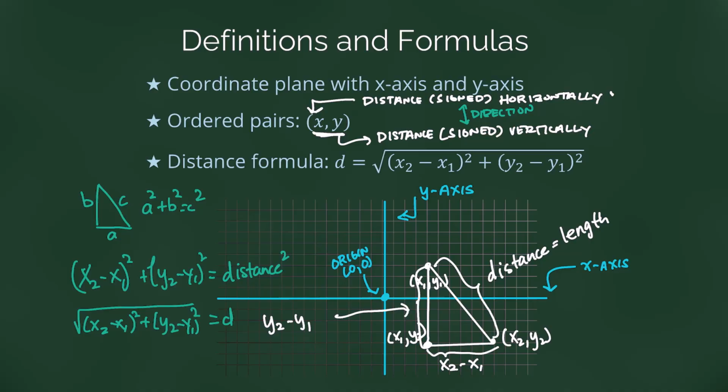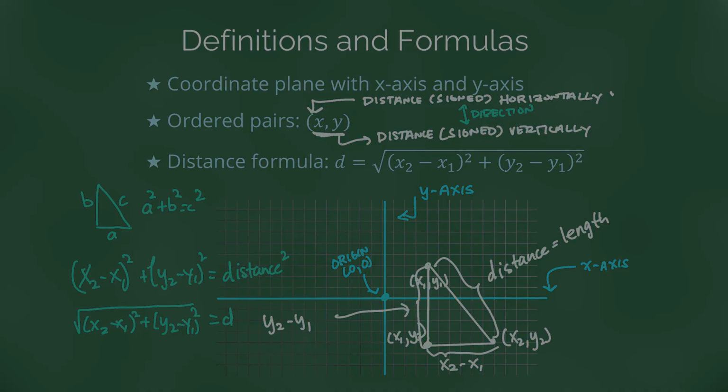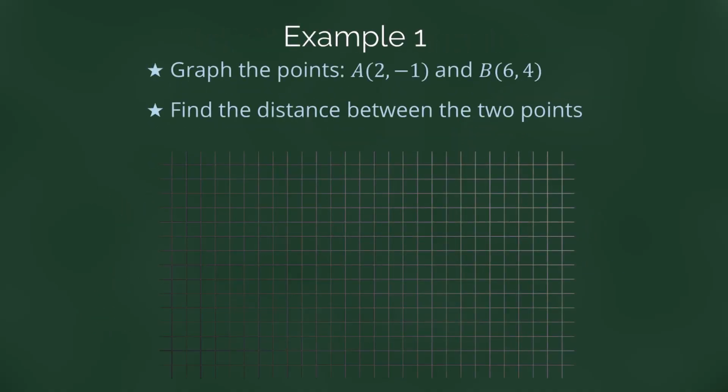So let's take a look at a few examples to try these ideas out. All right, for our first example, we're going to graph the points A, which is the point 2, -1, and B is the point 6, 4, and then we're going to find the distance between those. So in order to graph those, I'm going to need some coordinate axes, I need a place to start counting. So I'll go ahead and draw in my axes. And I'm going to note that that point is 0, 0.